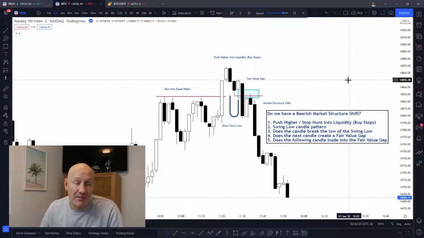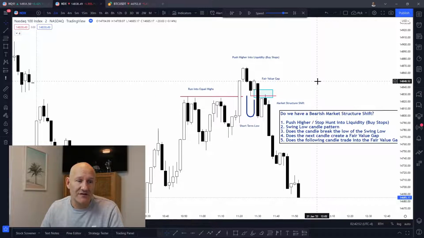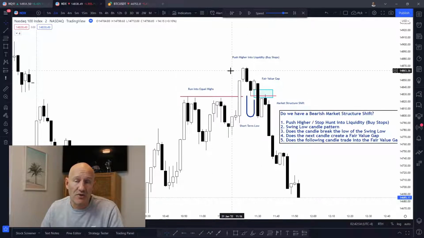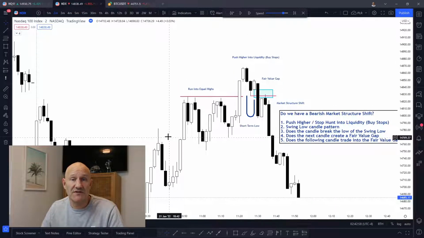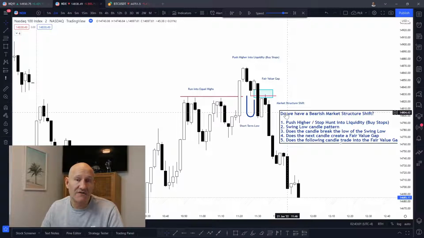I found this part of the video really helpful. It really consolidated in my mind what I'd been anticipating about what ICT had meant about changes in market structure, or market structure shifts, up to this point. And so the way I look at it now in my mind, when we're looking at these setups to go long or short, we have these bullish market structure shifts or bearish market structure shifts.